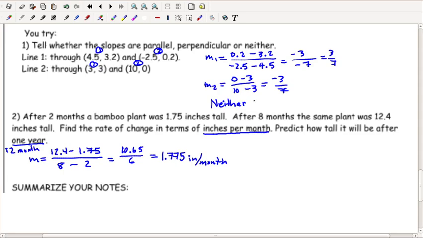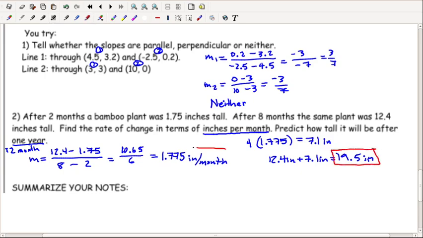And 12 months total, that's 4 months after the 8-month mark. So if I want to use the 8-month mark, then I have to add an additional 4 months times my 1.775 inches per month, which tells me from the 8 months it's going to grow another 7.1 inches. And it was 12.4 inches plus the 7.1 inches. That's going to be a pretty tall plant. 19.5 inches tall. So my two answers, box them so I can find them easily, especially since there are 2 of them.